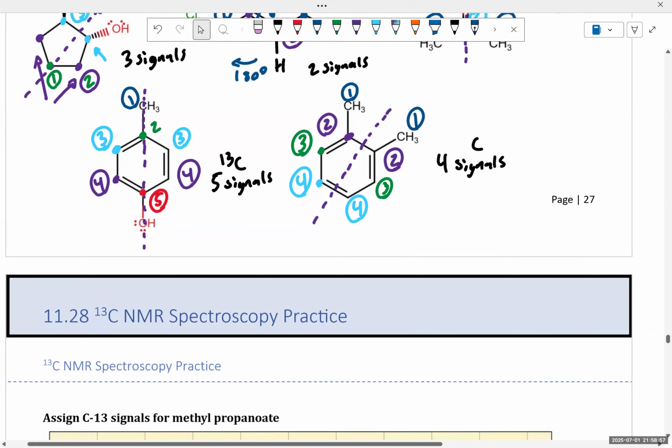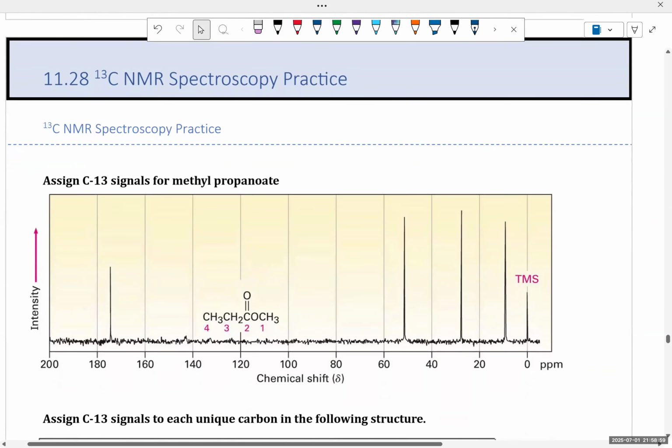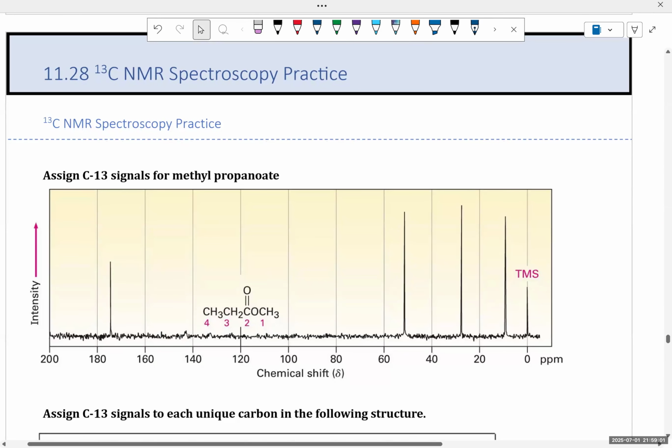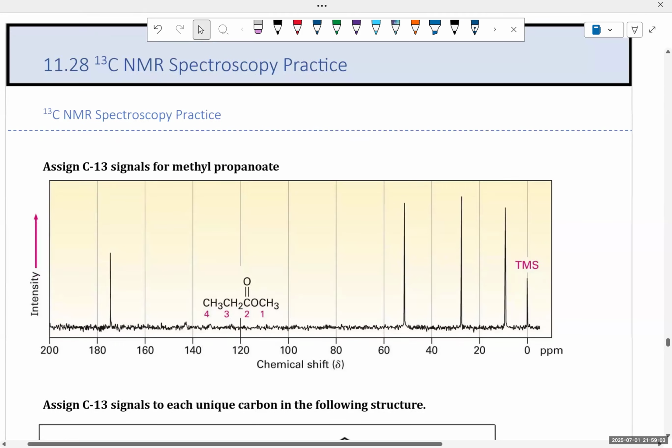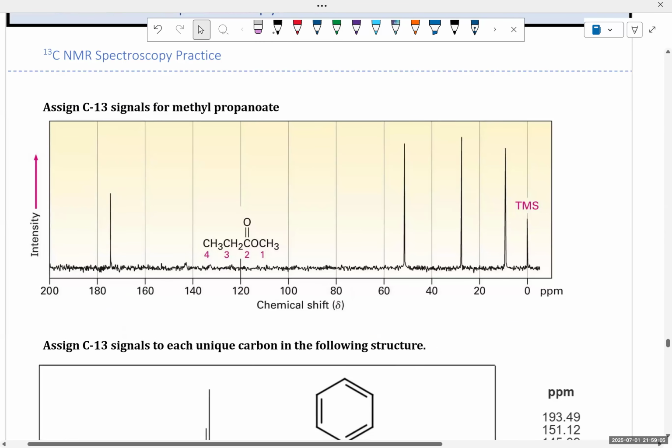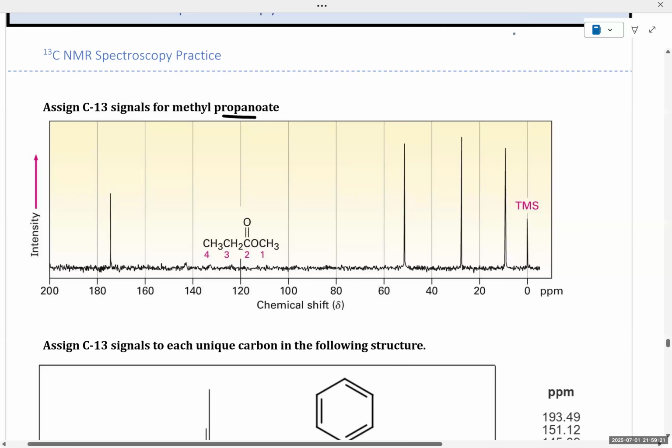So let's do some practice regarding carbon NMR spectroscopy, and let's assign the carbon-13 signals for methyl propanoate. In this case, we are given the carbon-13 spectra, and let's assign each carbon to each peak in the carbon-13 NMR spectra. So pause the video, work through this example, and then we'll discuss.